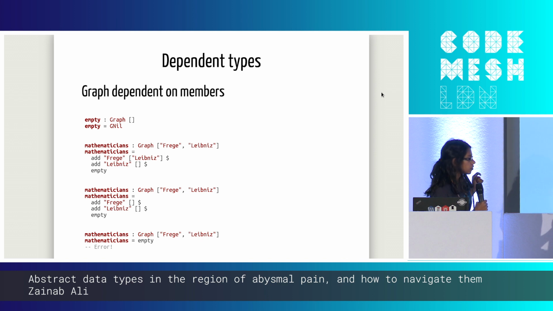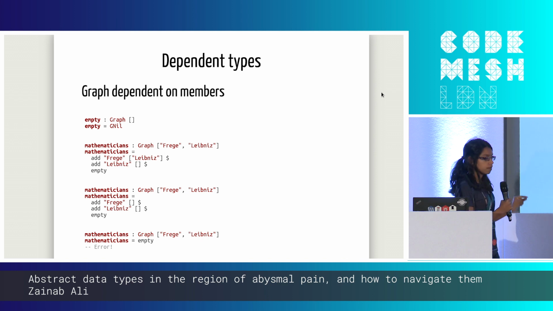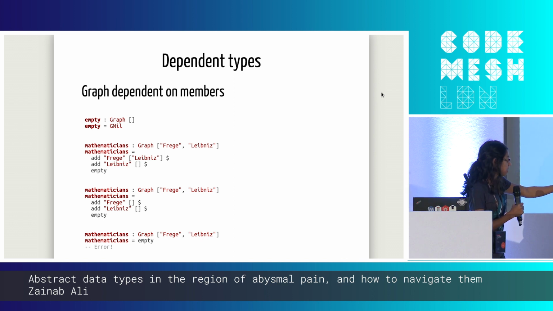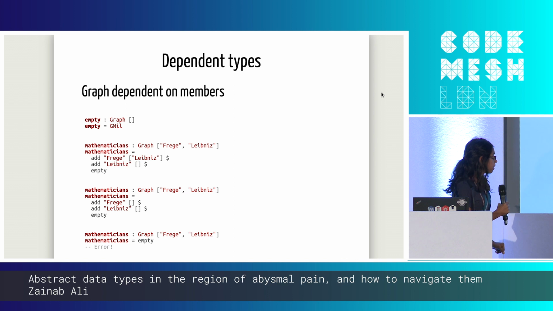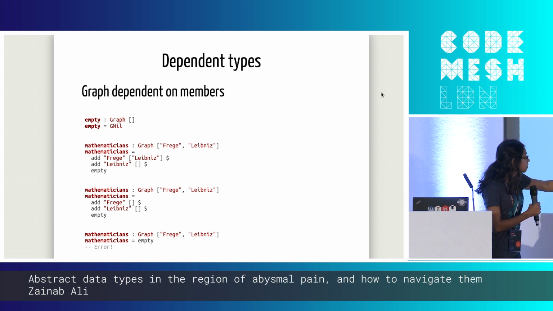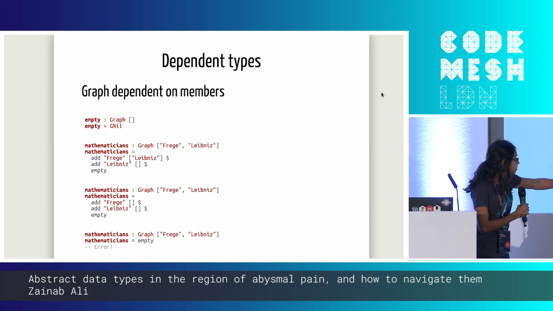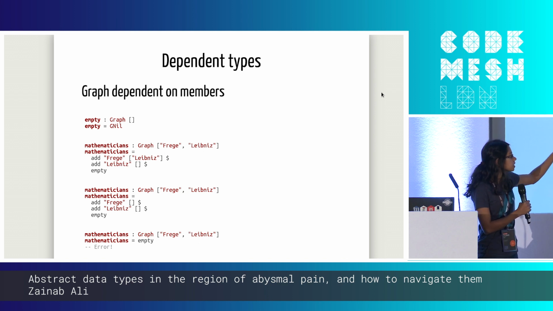But if I try and assign a value, such as the empty graph, to this graph type, Frege Leibniz, I get an error. And that's because I cannot construct the empty graph, or I cannot make the empty graph construct this particular graph with gnil.